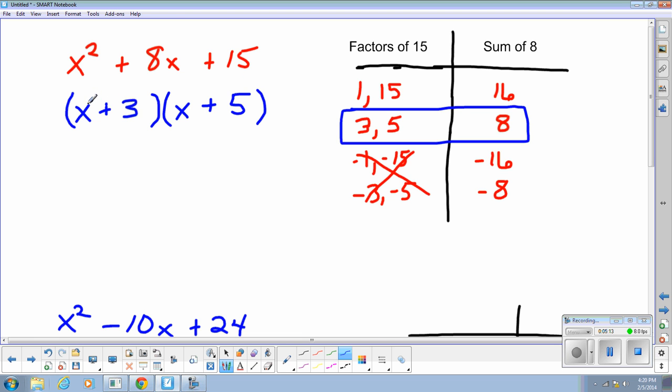So let's take a look at this. I have x squared. X times x, if I was to distribute, gives me x squared. X times 5 is 5x. 3 times x is 3x. So if you look at this now, here I have these two multiplied, and I have these two multiplied. 5x plus 3x gives me 8x, so there's my middle term. Now, the last thing I have is 3 times 5, and that is 15. So now I have factored this trinomial into a binomial times a binomial.